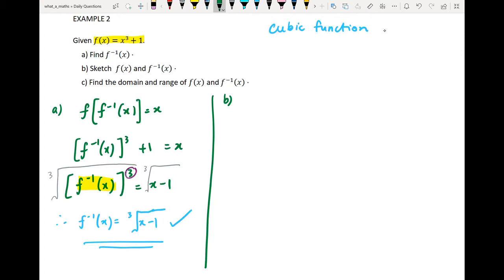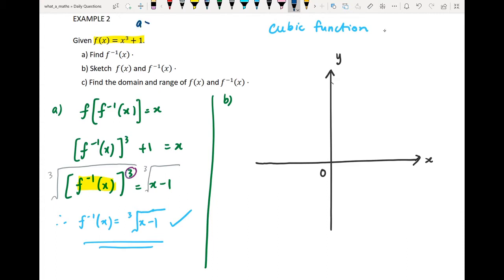Sketching f(x), we have no problem with that because we have done that before. First of all, I'll draw my axis. Since I have to draw f(x) and also its inverse, I will not label my vertical axis as f(x) or f inverse of x. I'll label it as y. Don't forget the origin. I'll start by drawing my f(x) first. This is a cubic function.